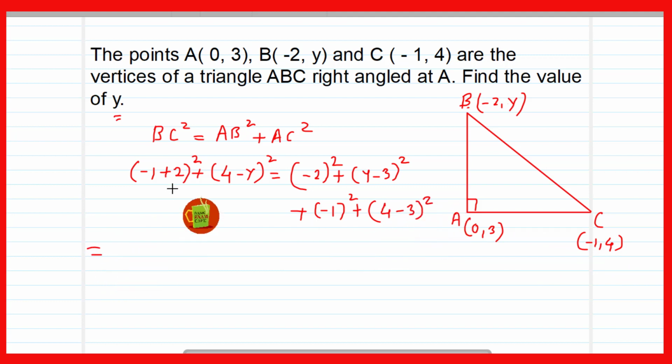So which is equal to, this will be what? -1 plus 2, that will be 1. 1 square will be 1, plus square of this bracket will be 4 square, that is 16, b square, that will be y square, and minus 2ab, that is 2 4s are 8y, minus 8y.